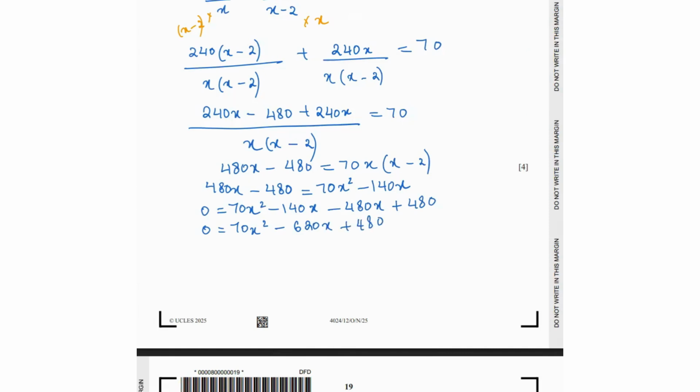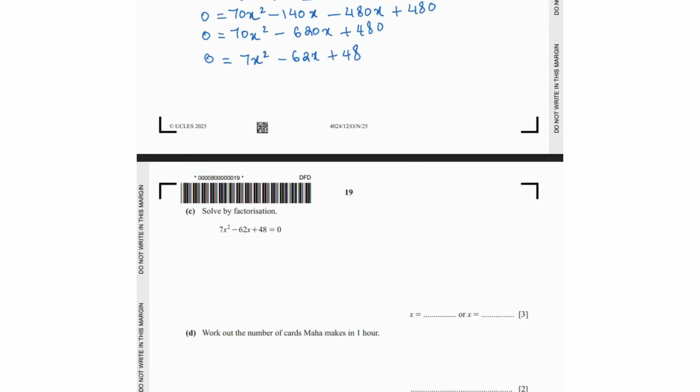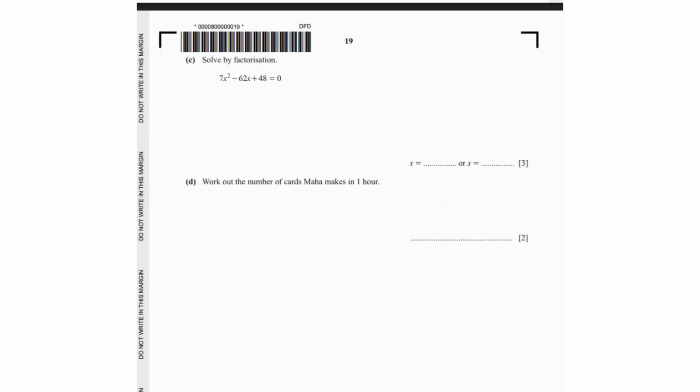We can divide everything by 10, and that gives us 7x² minus 62x plus 48. That is your quadratic equation. It's also given in the question. Then we have to factorize it. To factorize, you can use the quadratic formula or the middle term breakage. To factorize this, I'm going to use the middle term breakage.